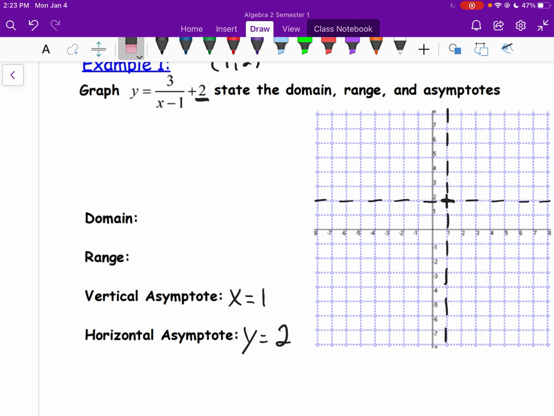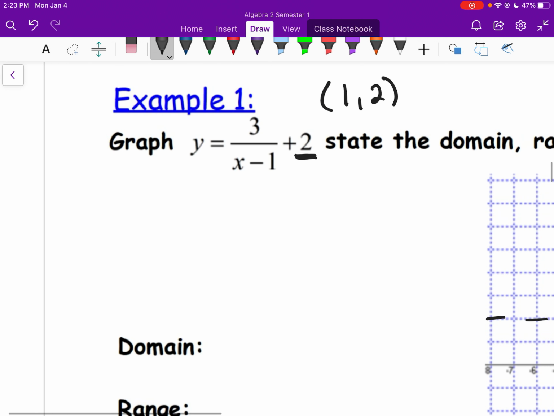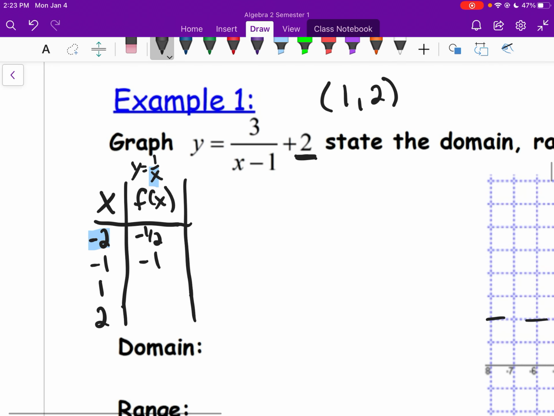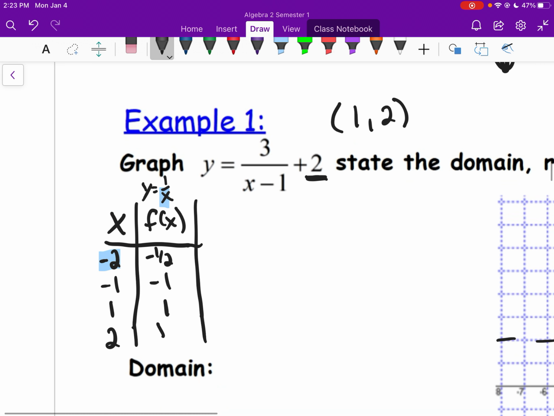When we do this, we're going to use an xy table. And we're going to represent y with f of x, which is representing the parent function, which is y is equal to 1 over x. And the values we're going to use are -2, -1, 1, and 2 for our x values. Now taking those values and plugging them into that parent function, you're going to get -1/2, -1 over 1, which will be -1, 1 over 1 is 1, and then 1 over 2, so 1/2.